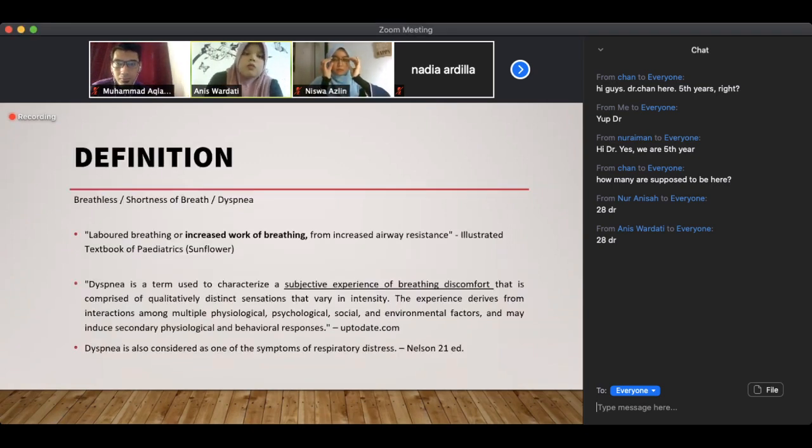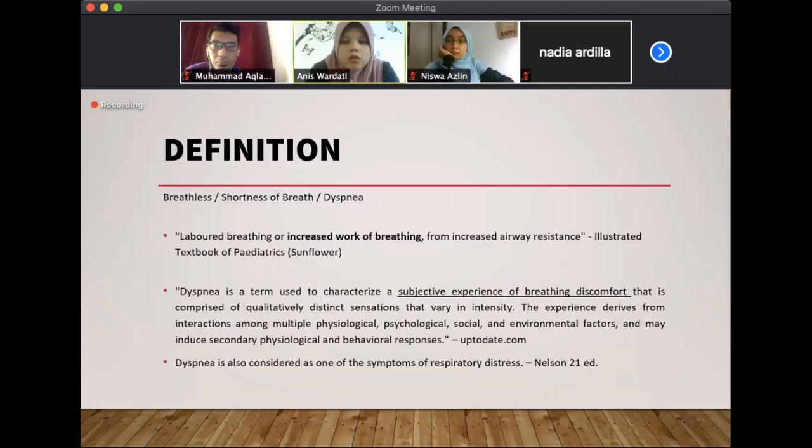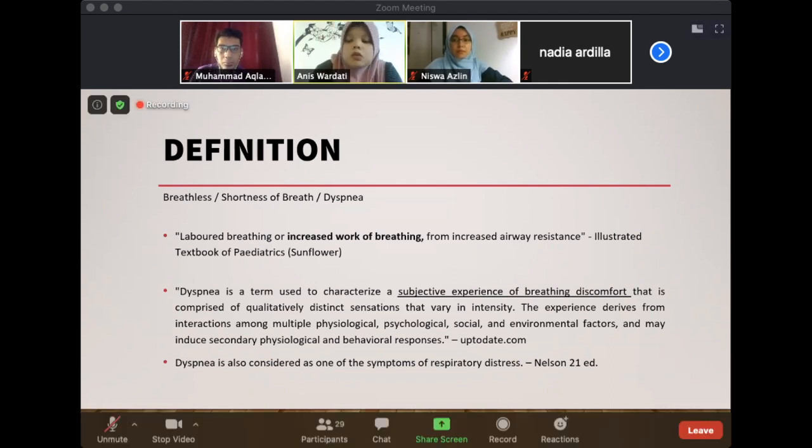For the definition, breathlessness, or shortness of breath or dyspnea, is basically increased effort of breathing or an alteration of the pattern of breathing, as mentioned in Sunflower. In UpToDate, we mentioned that dyspnea is a subjective experience of breathing discomfort. It is qualitative in nature and varies from person to person. In Nelson, dyspnea is also considered one of the symptoms of respiratory distress. So we can also say that dyspnea is respiratory distress.